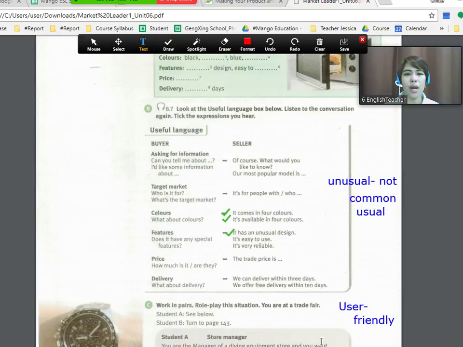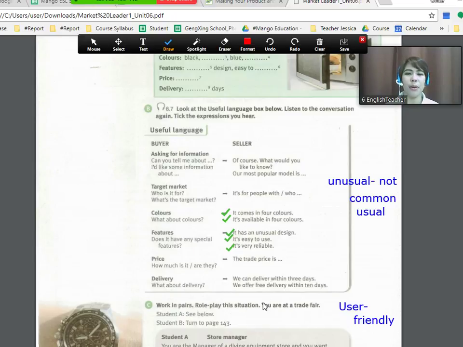Okay, next one, it's very easy or it's easy to use. Okay, and last one, it is very reliable. So again, when we say easy to use, user friendly. When we say reliable, it means you can rely on the product to do the things for you. Okay, now next, let's try to move on to the price.